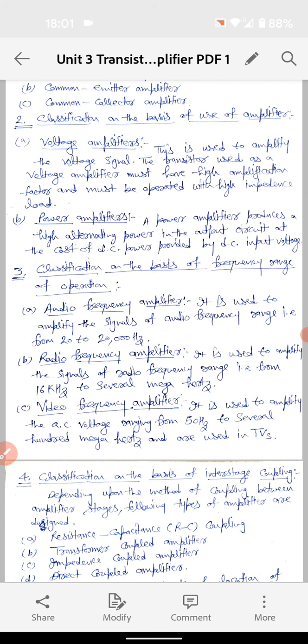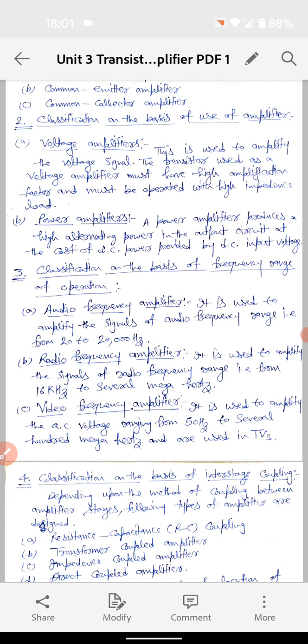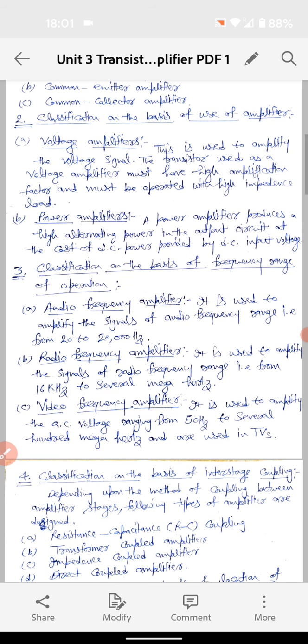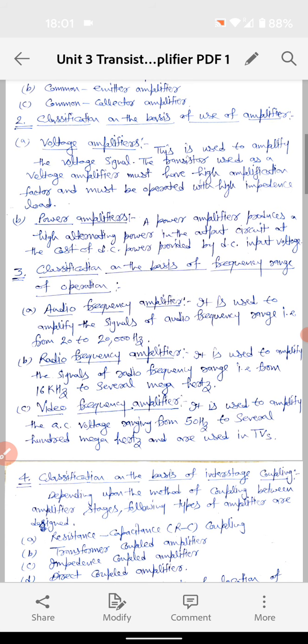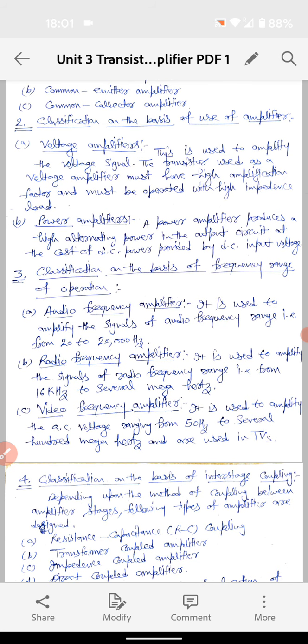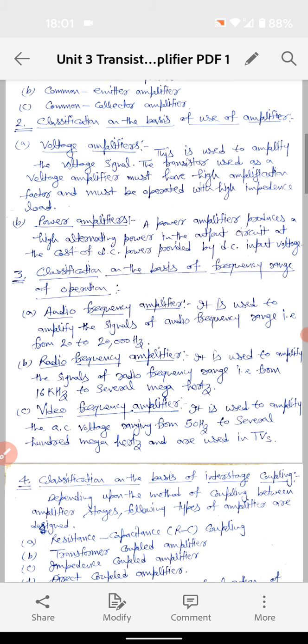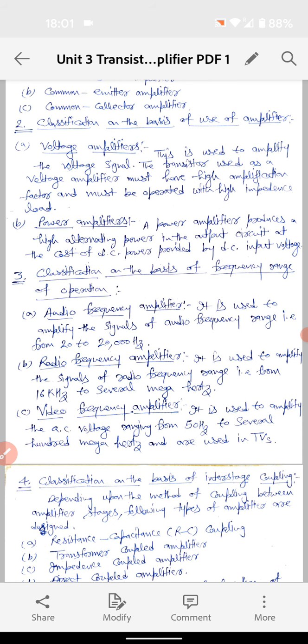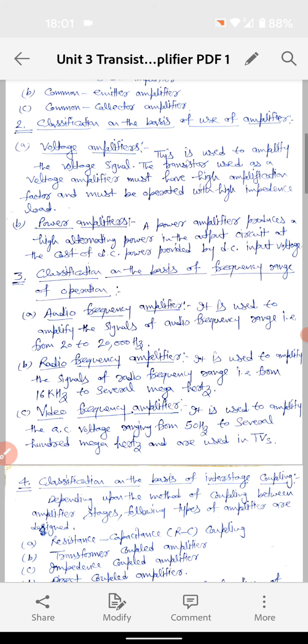Now we come to the third classification of amplifier circuits, on the basis of frequency range, meaning in what particular frequency range those amplifiers are working. The first in this classification is the audio frequency amplifier, and as we know it is used to amplify signals of the audio frequency range. And what is that audio frequency range? We are all aware it is from 20 Hz to 20,000 Hz.